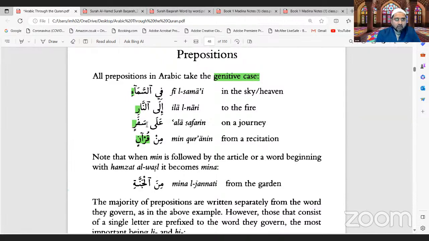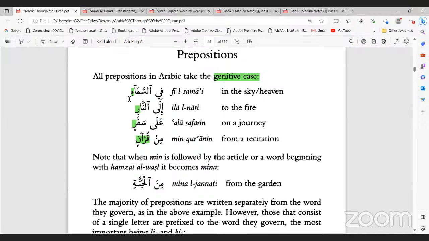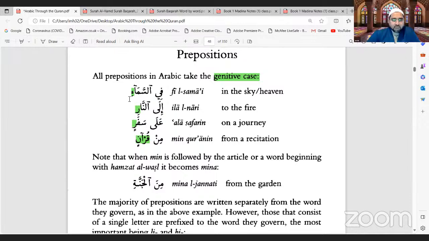So this is, as I mentioned, when you say the sky, then it will be, if it's a sky, Sister Fatima, how would you say that? As you can see here, ala safarin means on a journey. But if I want to say in a sky, how would you say that? Remove the alif lam. Fi sama, fi without alif lam. Remove this alif and this lam and the shadda, and you will end with a sky.